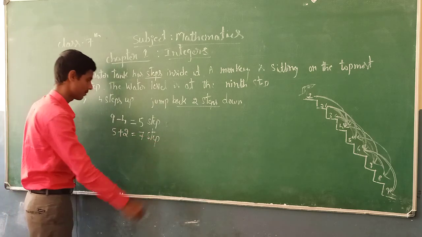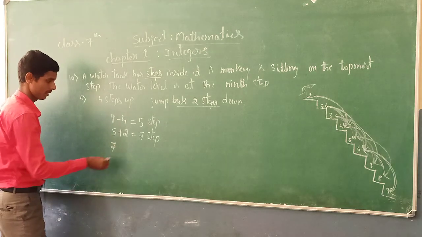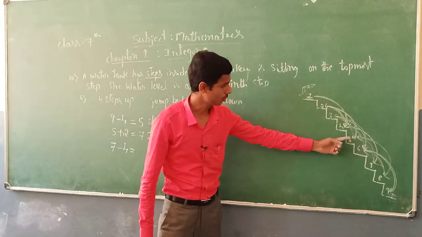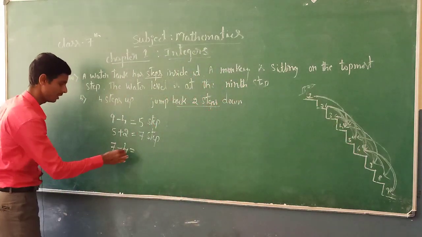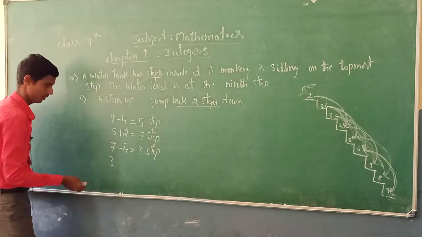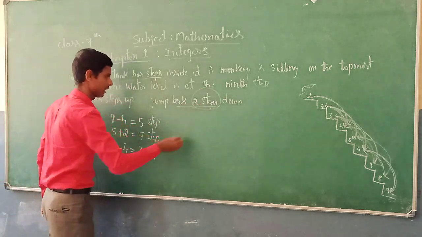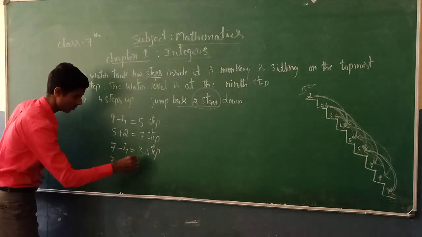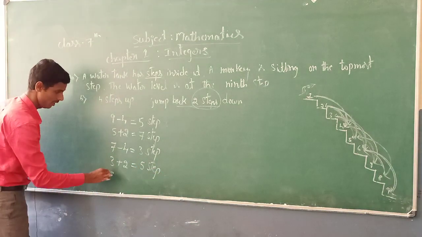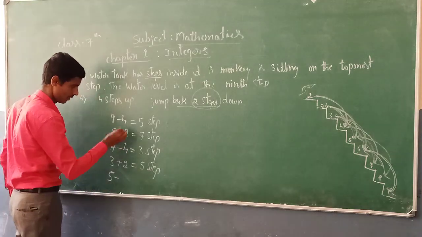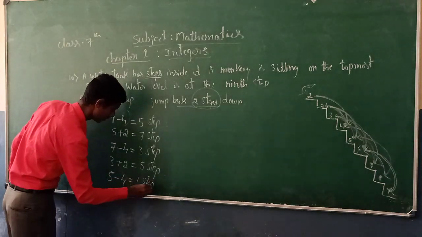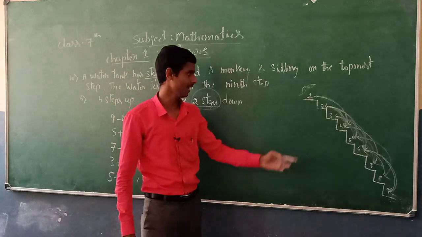7th step. 7 minus 4: 1, 2, 3, 4. It will return to the third step. 7 minus 4 is 3. Again from the third step, we have to take plus 2 because it is coming down. 3 plus 2 is 5, the fifth step, right? From the fifth step, 5 minus 4 is 1. First step. This is the topmost step from which the monkey started, right?